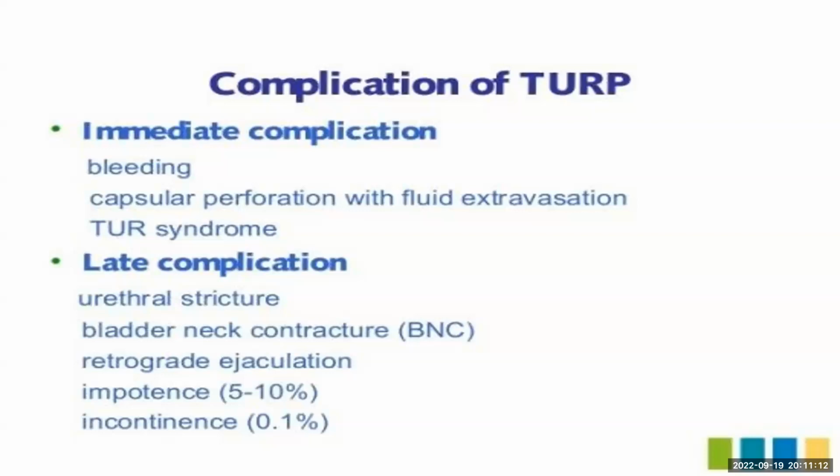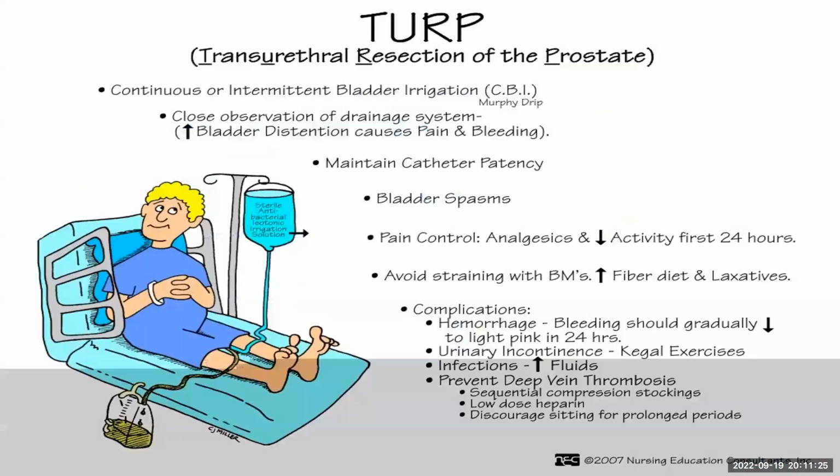Retrograde ejaculation is nothing but the semen being ejaculated inside the bladder. Importantly, incontinence will be a complication too. So how do we have to check for that?